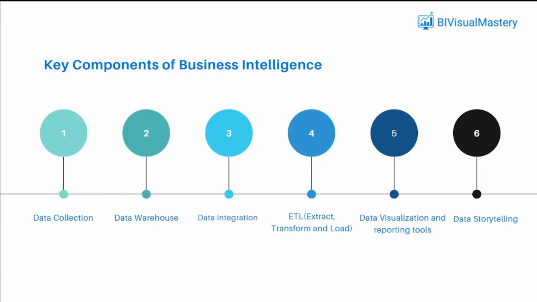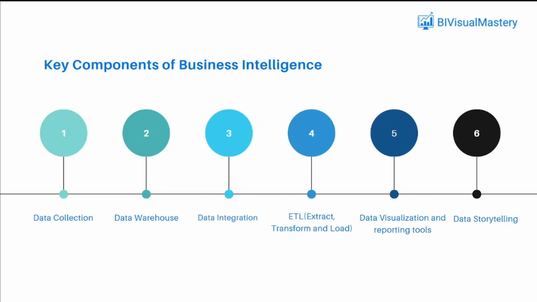BI systems gather data from various sources, including internal databases, external data feeds, spreadsheets, and cloud applications. These data sources provide the raw material for analysis and reporting. Data warehousing is a central component of business intelligence. It involves storage and management of data in a structured and organized manner. Data integration is the process of collecting data from diverse sources and transforming it into a unified format. This ensures data consistency and accuracy for analysis.